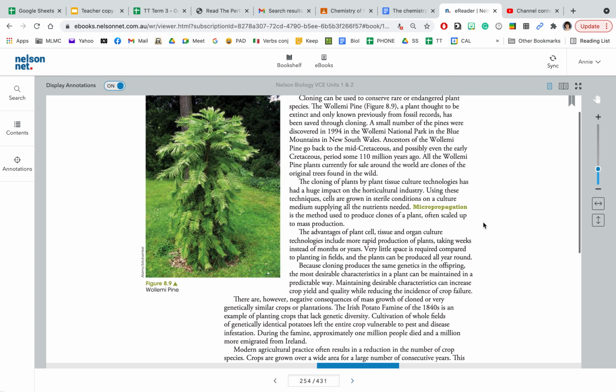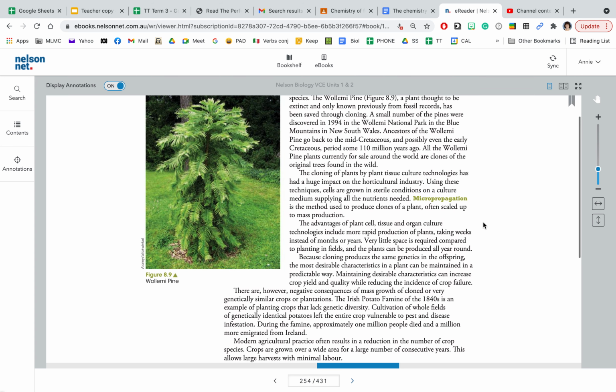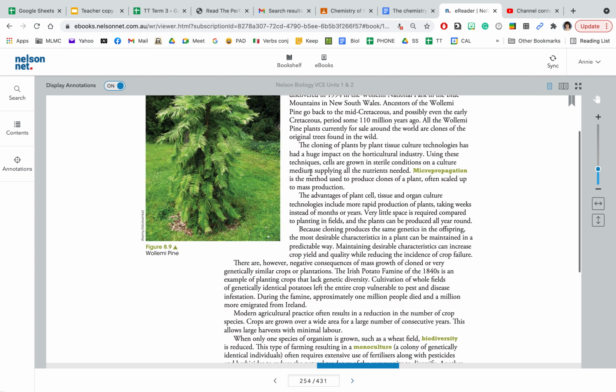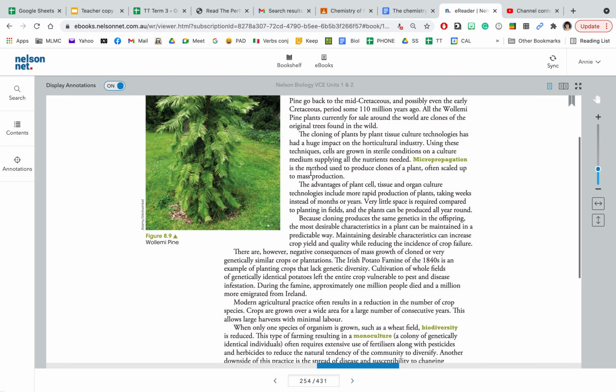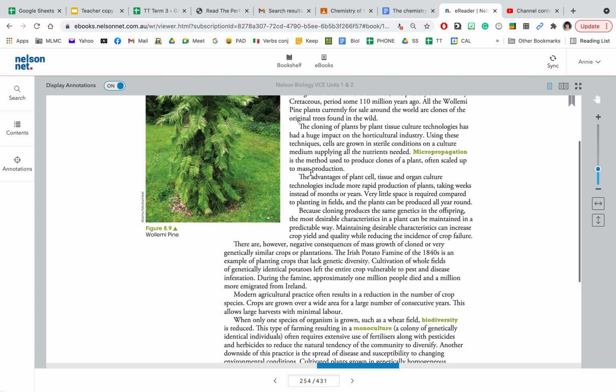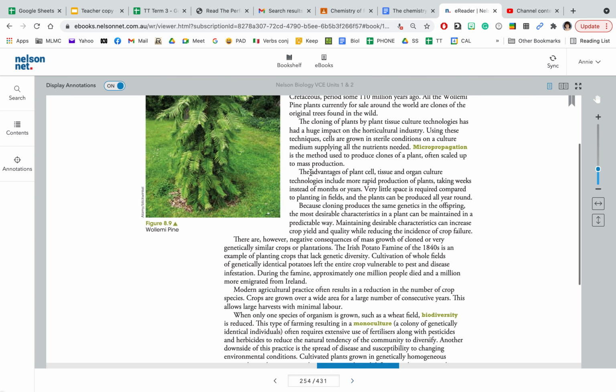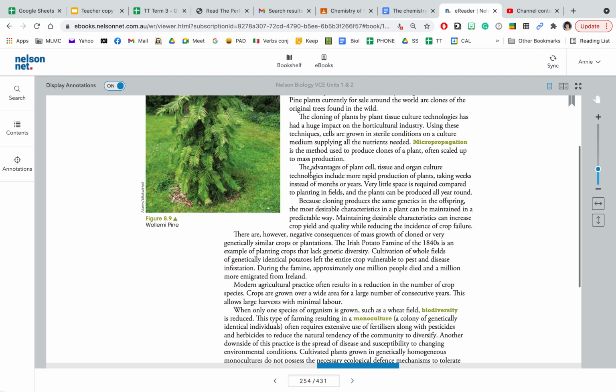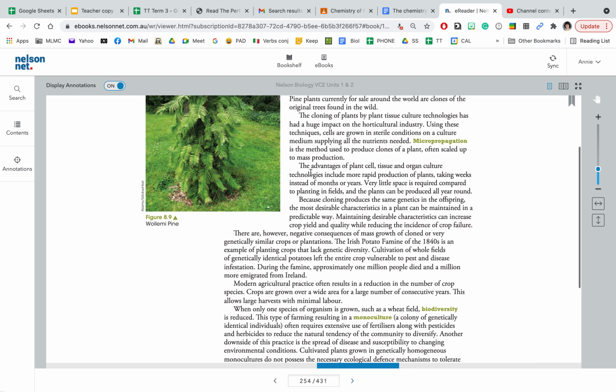The Wollemi pine, a plant thought to be extinct and only known previously from fossil records, has been saved through cloning. A small number of the pines were discovered in 1994 in the Wollemi National Park in the Blue Mountains of New South Wales. Ancestors of the Wollemi pine go back to the mid-Cretaceous and possibly even the early Cretaceous period, some 110 million years ago. All the Wollemi pine plants currently for sale around the world are clones of the original trees found in the wild.